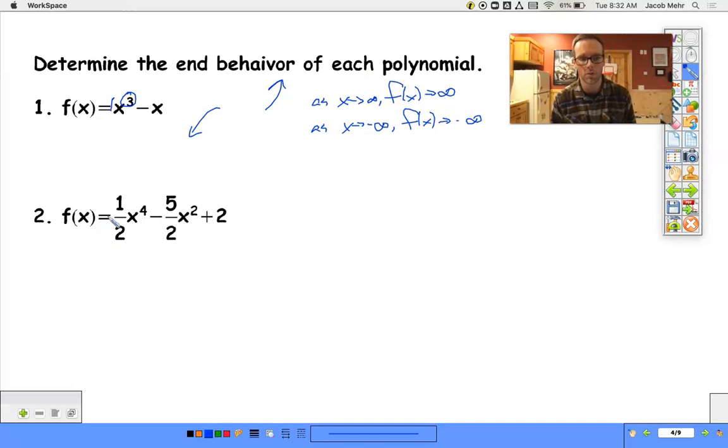Number 2, what degree is this polynomial? Biggest exponent? 4. So that tells me either they're both up or they're both going down. Leading coefficient? 1/2. That's positive. So it's going to be up and up. As x goes to infinity, f of x goes to infinity. As x goes to negative infinity, f of x goes to infinity.